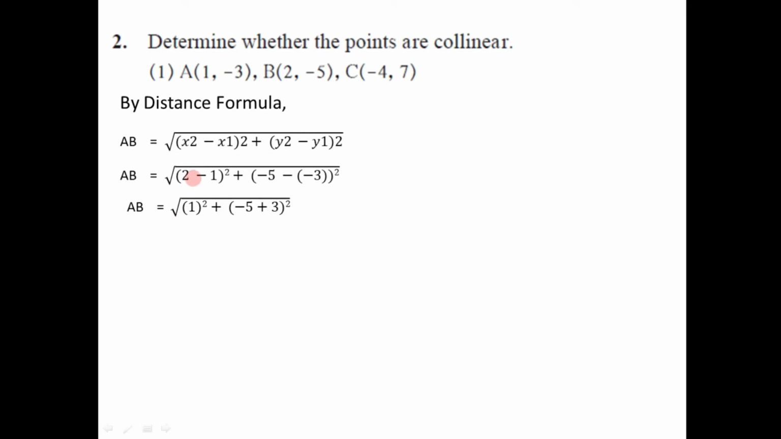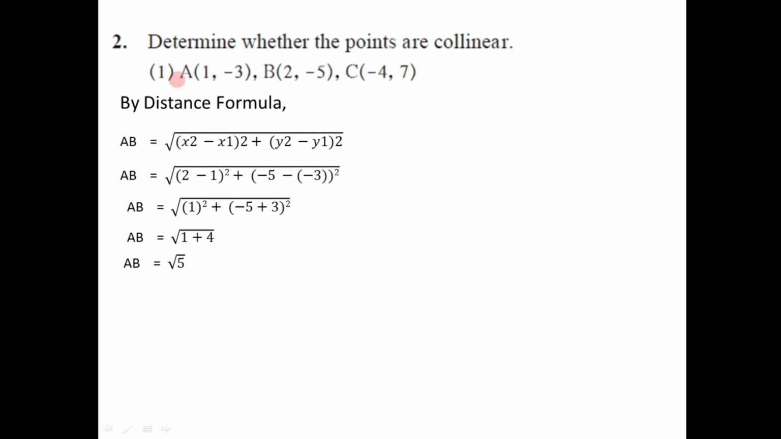On simplifying we'll get (2 minus 1), that's 1, square, plus minus 5, this minus minus will become plus 3, square. That is, 1 square is 1 plus (minus 5 plus 3), it will be minus 2, and minus 2 square is 4. So we get under root 1 plus 4, AB is equal to root 5. So this is the distance between points A and B, root 5 units.